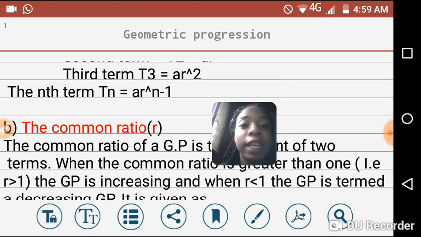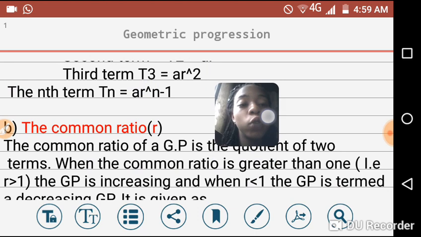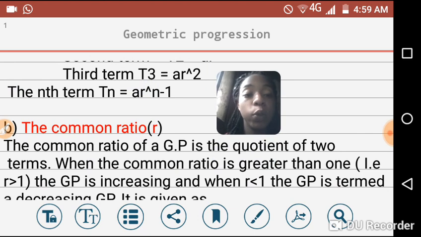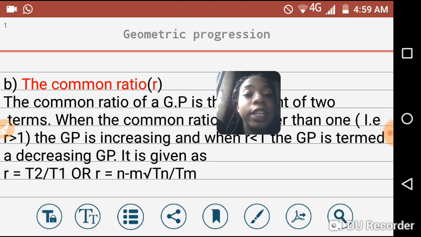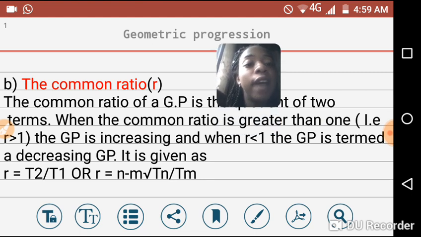Now the B part, the common ratio, that is the R. Let's look at the common ratio on its own to be able to understand. The common ratio of a GP is the coefficient of two terms. When the common ratio is greater than 1, that is R is greater than 1, the GP is increasing. When R is less than 1, the GP is termed a decreasing GP. It is given as T2 divided by T1, or R is equal to the (n minus m) root of Tn divided by Tm.